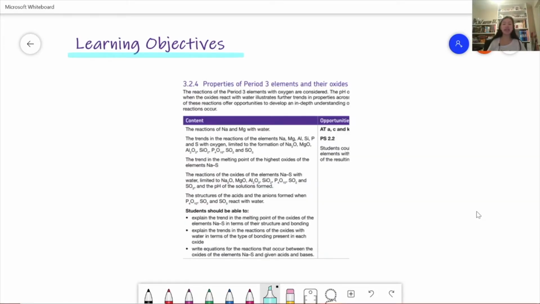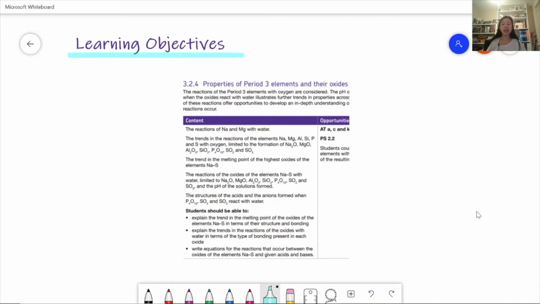Today we're going to be looking at the properties of period 3 elements and their oxides. So we're going to look at the reactions of sodium and magnesium with water, the trends in the reactions of the elements of period 3 limited to the formation of sodium oxide, magnesium oxide, aluminium oxide, silicon oxide, phosphorus oxide, sulfur oxide and sulfur trioxide.